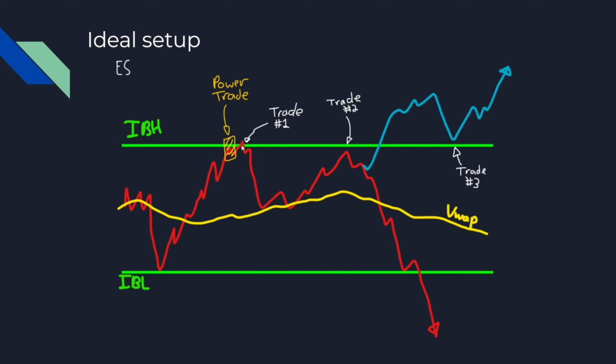This is where I will be using my tools such as DOM, time and sales, delta. I'll be watching all those really closely to see if any big sellers step in or if buyers start to get eaten up. If I see that happening, I'll get short with a stop right above this power trade, and then I'll look normally for just a scalp, right?